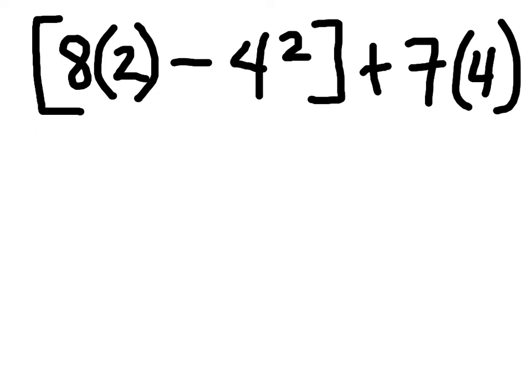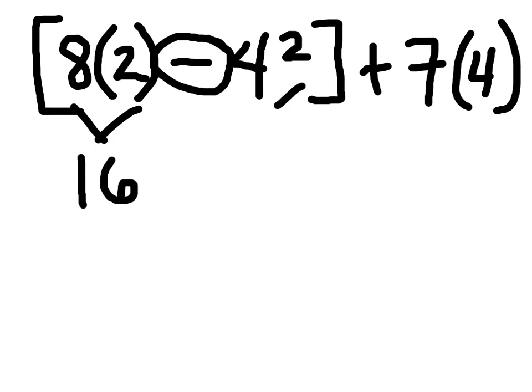So what do we need to simplify first, according to order of operations? You need to do the stuff in the brackets. Exactly. So we have 8 times 2 minus 4 squared. Can we do those both at the same time? We can, because they're separated by that minus. So 8 times 2 is 16. 4 squared means 4 times 4, which is 16.